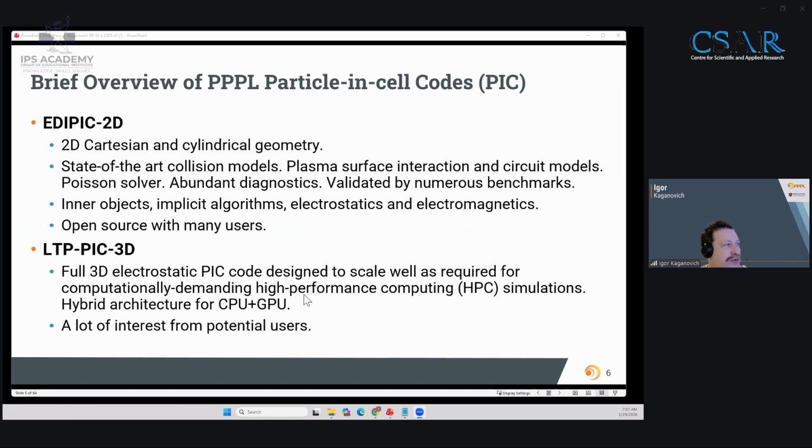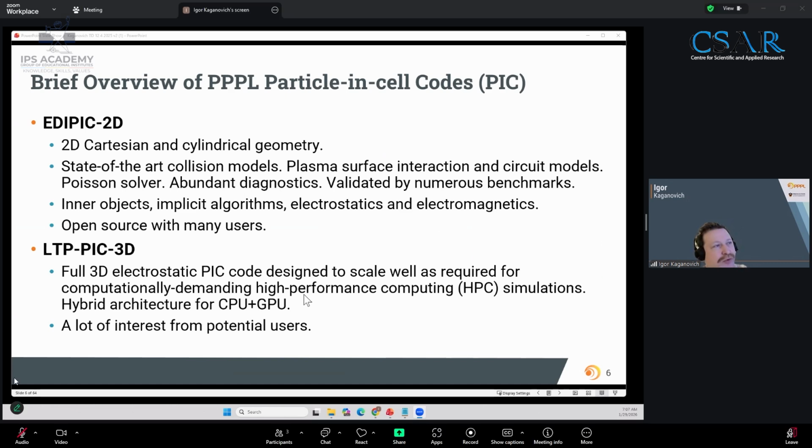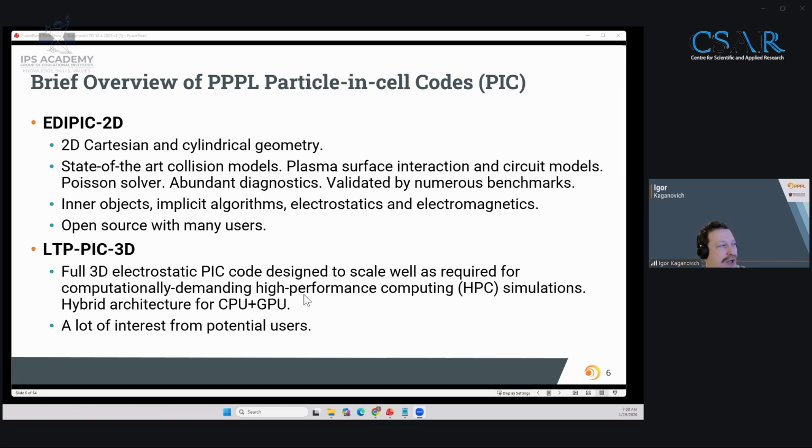We also have a different code specially designed to perform well on modern hybrid architectures, on CPU and GPU, and scale well. It's three-dimensional. It could be shared with some users, but not as openly as ADPIC.